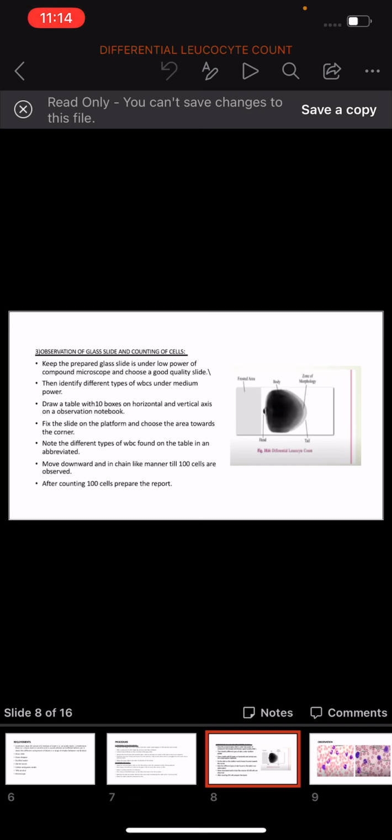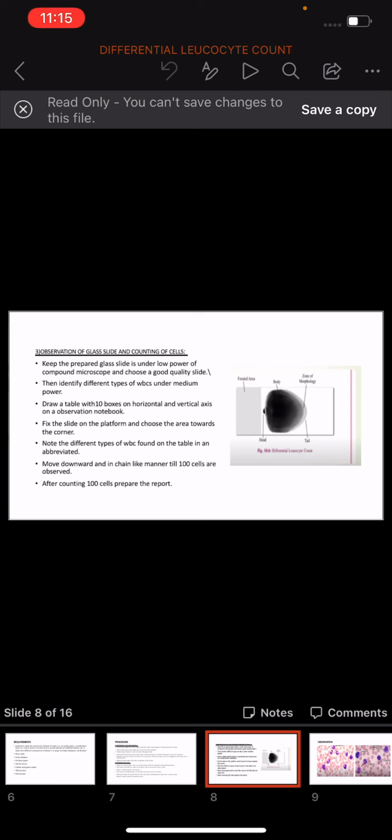And then we have the third step, which is observation of the glass slide and counting of cells. Keep the prepared glass slide under the low power of a compound microscope and choose a good quality slide. Then identify different types of WBCs under medium power. Draw a table with 10 boxes on horizontal and vertical axes in the observation notebook. Fix the slide on the platform and choose the area towards the corner.